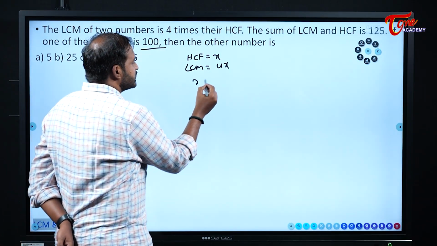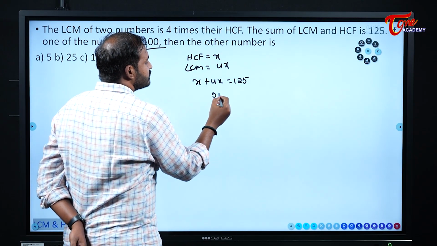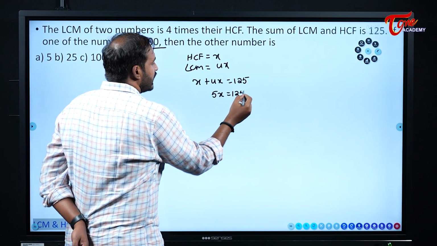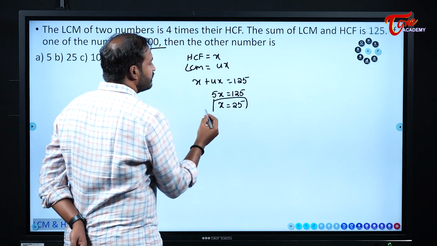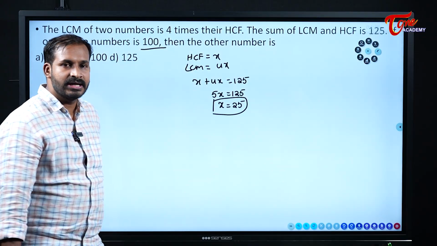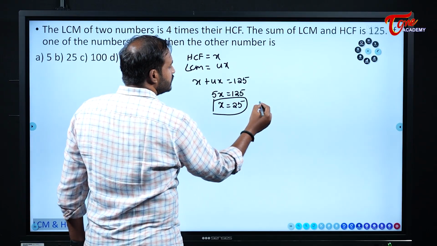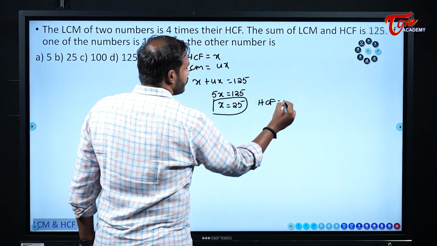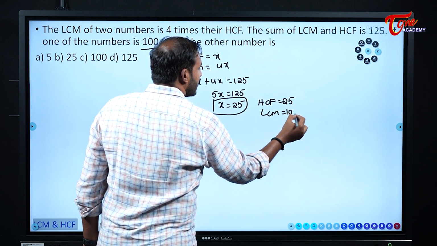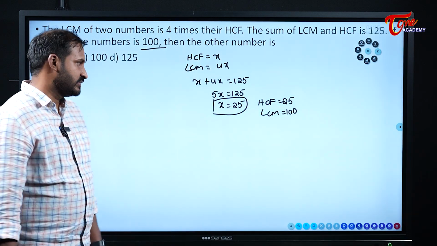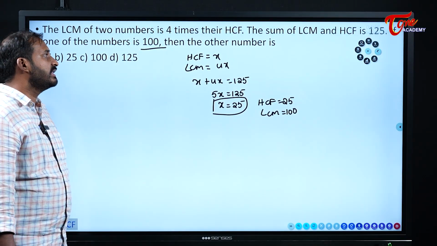That means x plus 4x is equal to 125. 5x becomes 125 and our x here becomes 25. If x is 25, that means HCF is 25 and LCM becomes 100. Why? Because LCM is 4x, right? So HCF is 25 for us here. When it comes to LCM, it becomes 100. LCM is 100 for us. Okay, good, superb.